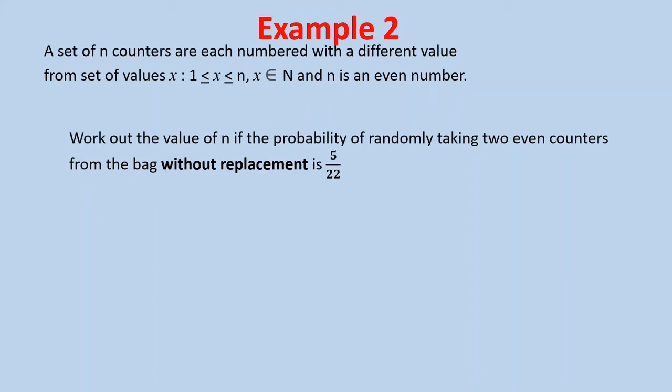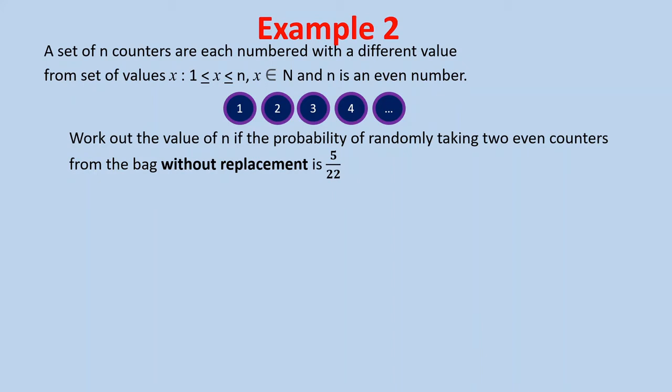If I'm talking about n counters, all numbered with a different value between 1 and n, where all of these numbers are positive whole numbers, here's what my counters might look like. 1, 2, 3, 4, and I don't know how many of them there are. However, I'm told that there is an even number of counters. So think about how that's going to affect my answer. Work out the value of n if the probability of taking 2 even counters from the bag without replacement is 5/22. Think about how many even counters there would be.